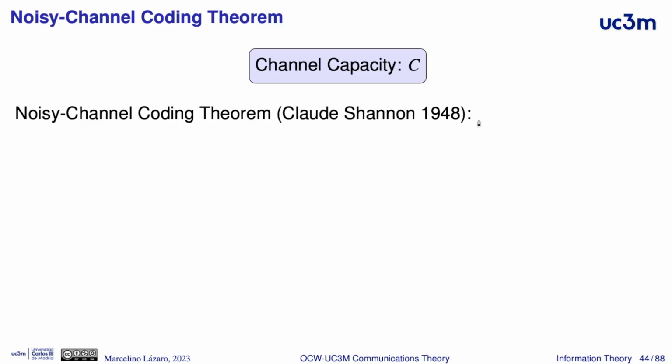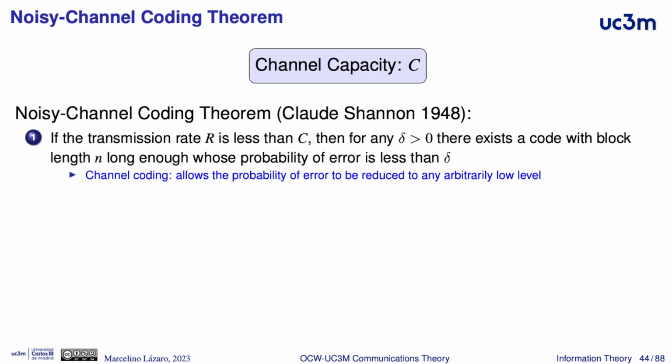In 1948, Claude Shannon presented the noisy channel coding theorem. And in this theorem, Claude Shannon said that first, if the transmission rate, if the coding rate is lower than the channel capacity, then it is possible to obtain a transmission with an arbitrarily low probability of error. By increasing N enough, it is possible to reduce the probability of error as much as necessary.